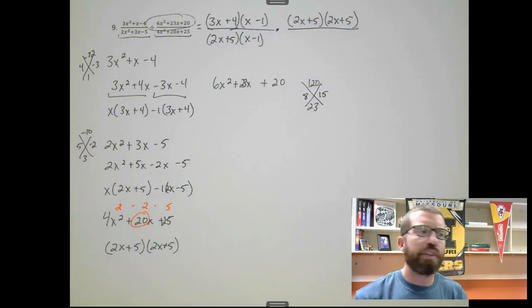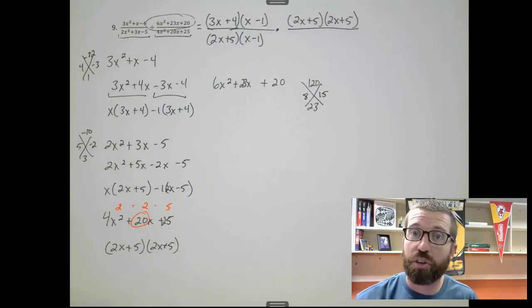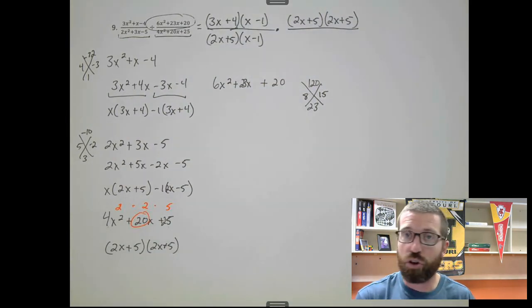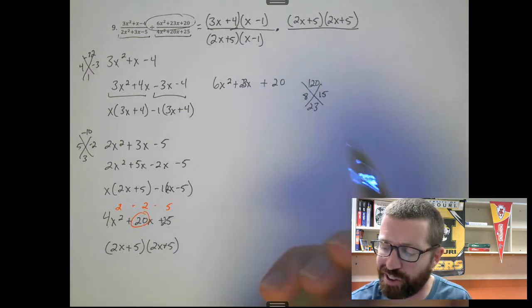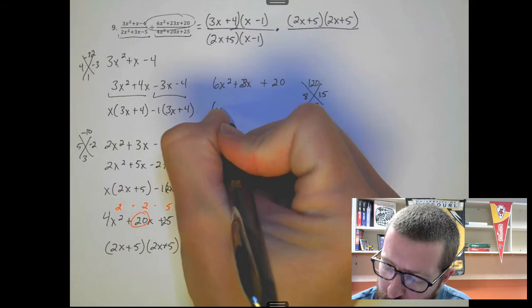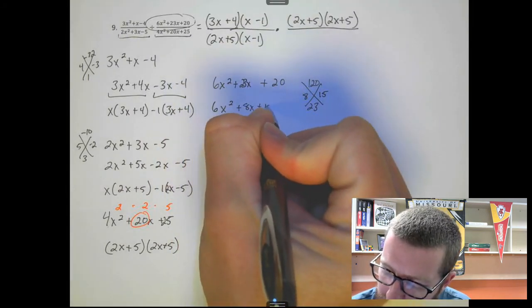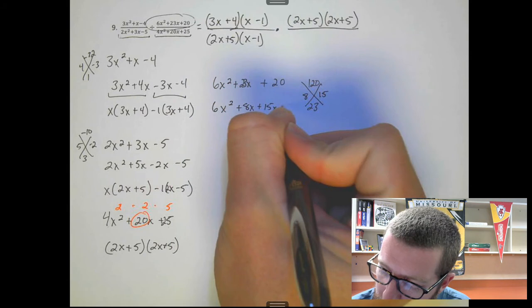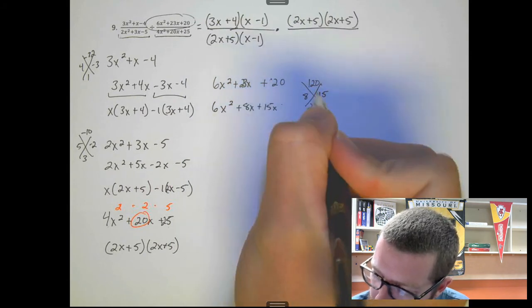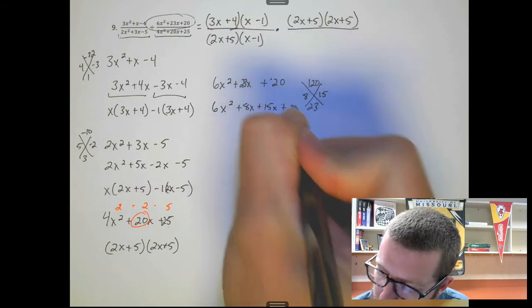With big numbers like this, if it's not obvious, my advice is to just go straight through. Try 1, try 2, try 3, try 4, try 5, rather than bouncing around, because you end up guessing the same thing multiple times. Anyway, so that's plus 8x and plus 15. And then, oops, I forgot, no, that's right, plus 20.